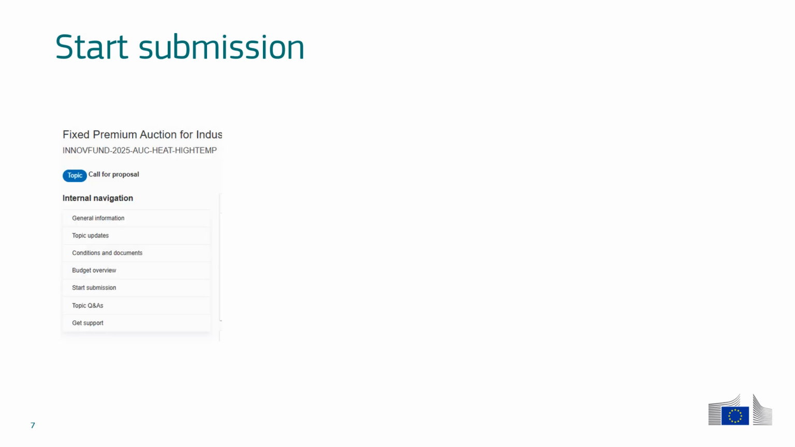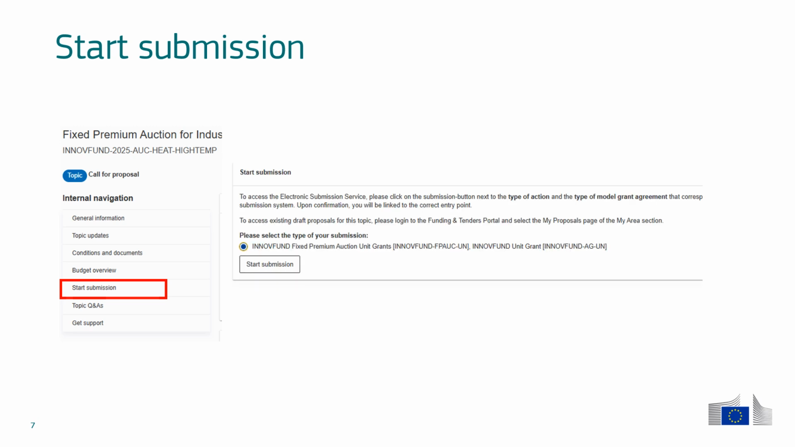Once you have read these documents and got familiar with the requirements of the auction, you can start the submission. Again, on your left-hand side menu, you will find the submission service, and you just select and click on the Start Submission button. Now, yes, it is important that you do so from the relevant topic page, as this choice cannot be changed afterwards unless you start a new proposal from scratch.